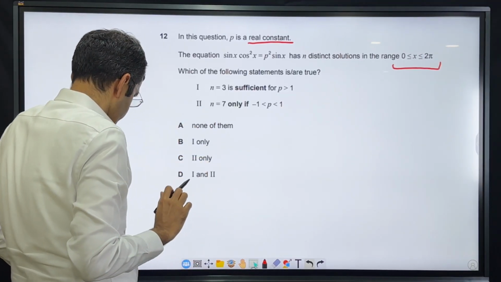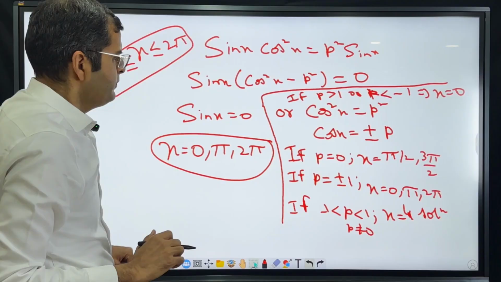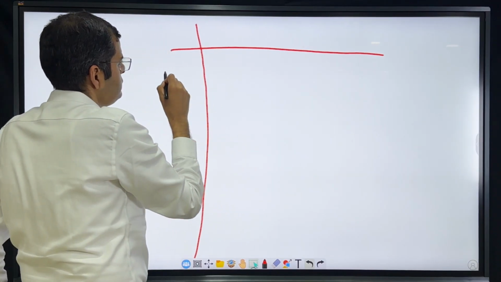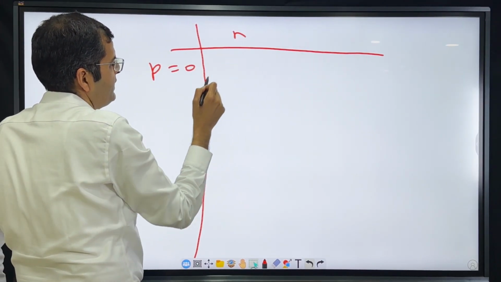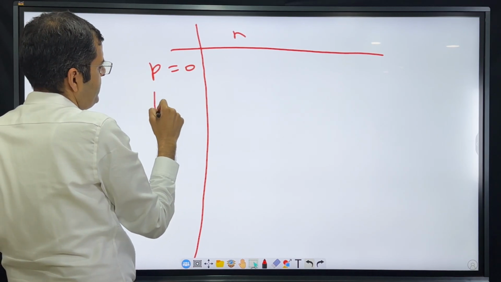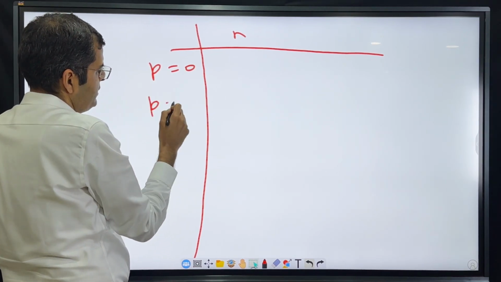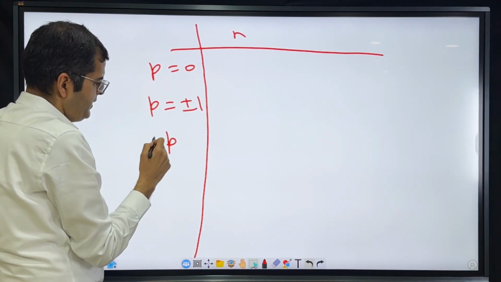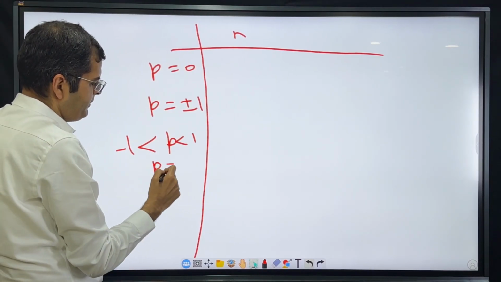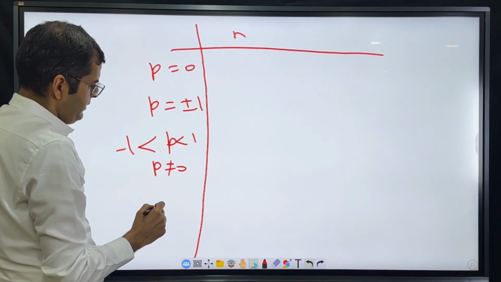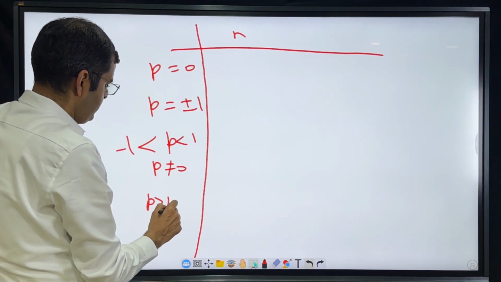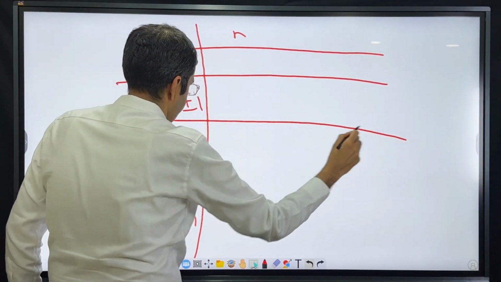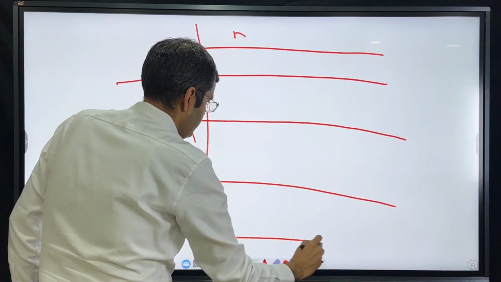So now, what do I have? Let me create a table here. So here P is 0, I will write N. Here P is equal to plus minus 1. And then here P lies between minus 1 and 1 such that P is not equal to 0. And then P is greater than 1 or P is less than minus 1. These are the 4 scenarios that I have now.